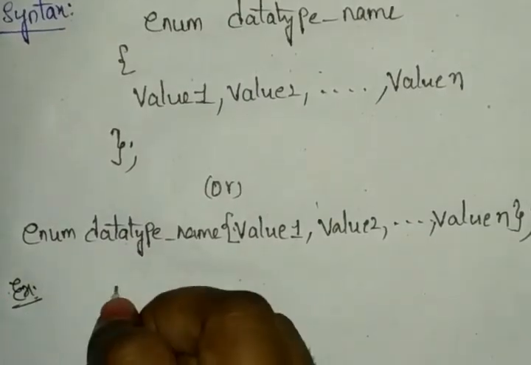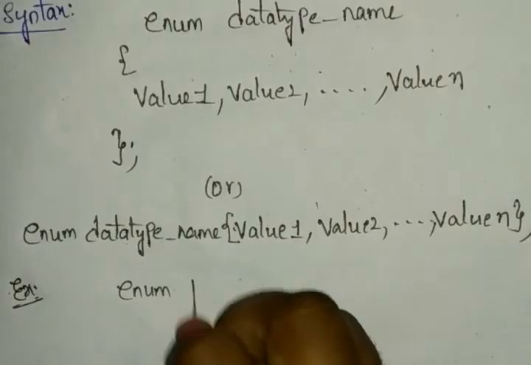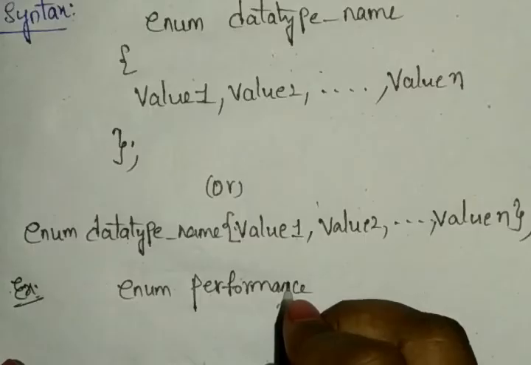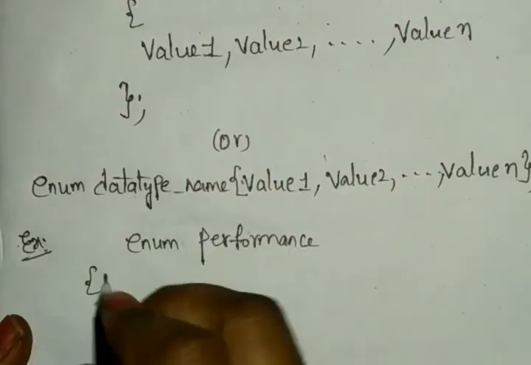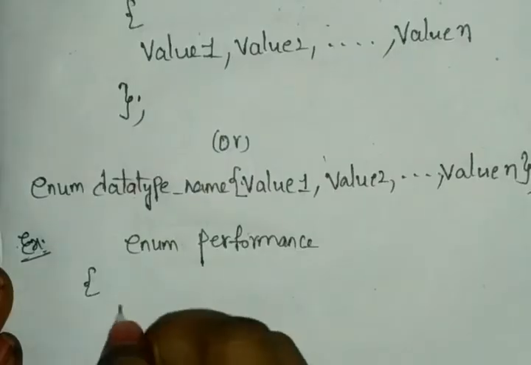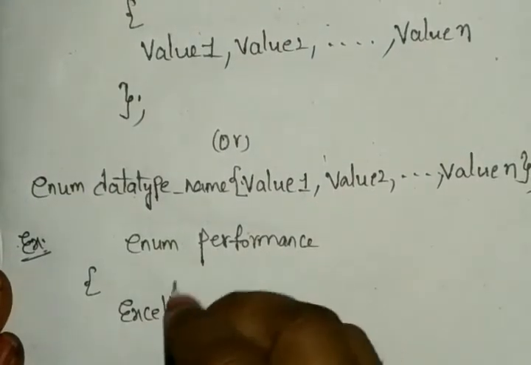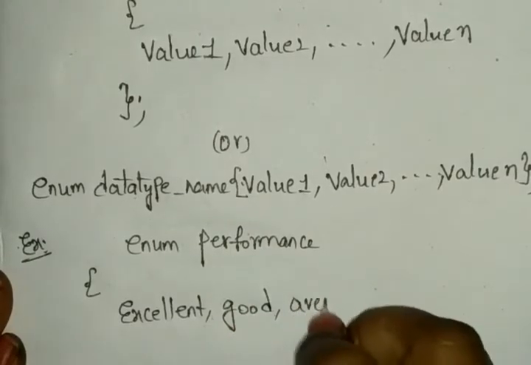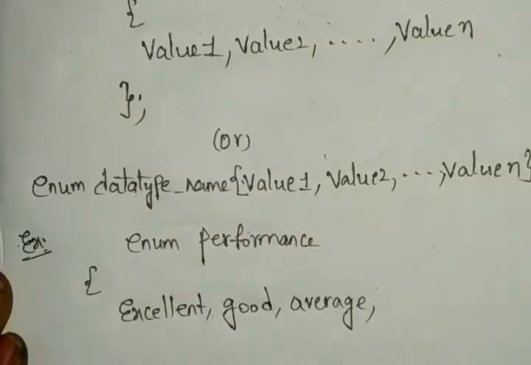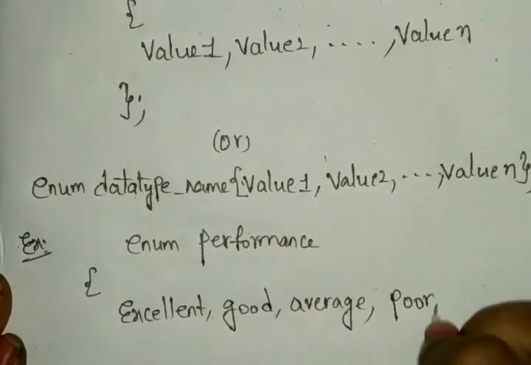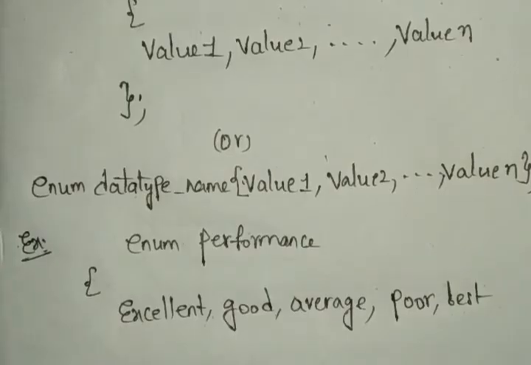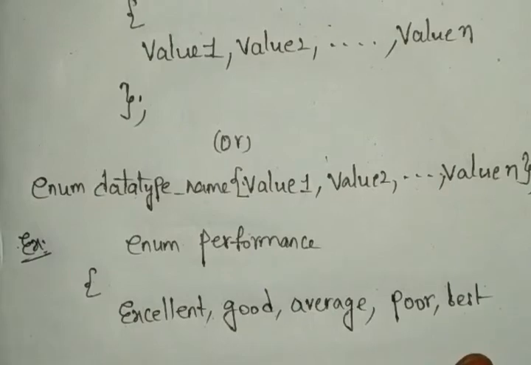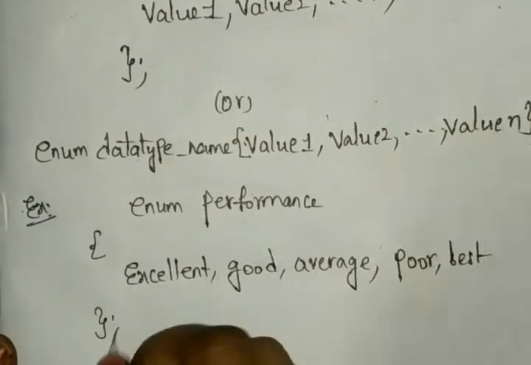Just here I'm choosing one simple example to define this. Here I'm taking enum performance. In the performance I'm taking some values: excellent, good, average, and poor, best. Like that you can define our performance, and several values you can write into this, and after completing that you can close this.